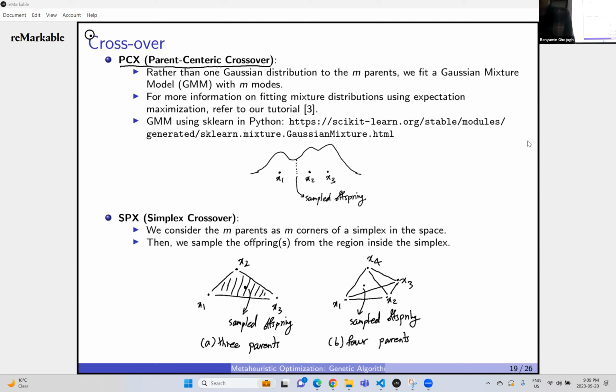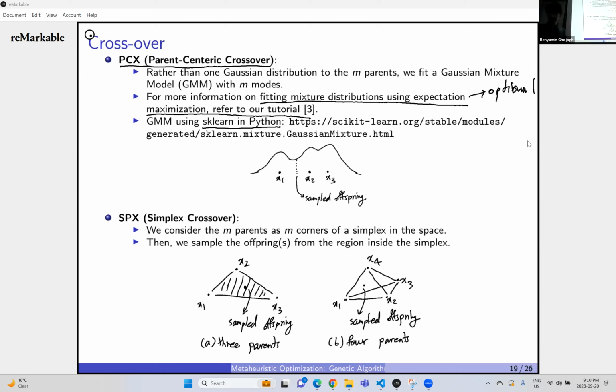For more information on fitting mixture distributions using expectation maximization, refer to our tutorial. This is optional. Don't freak out if you don't understand, but feel free to read it, and ask me if you have any questions. If you are coding, you don't need to implement GMM yourself. There is a library for it in scikit-learn.